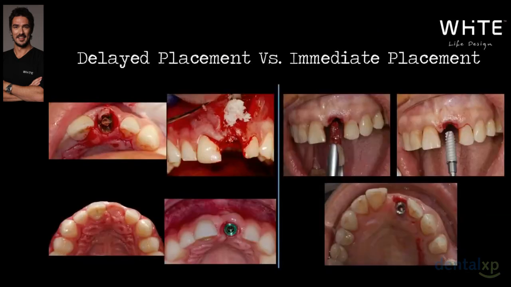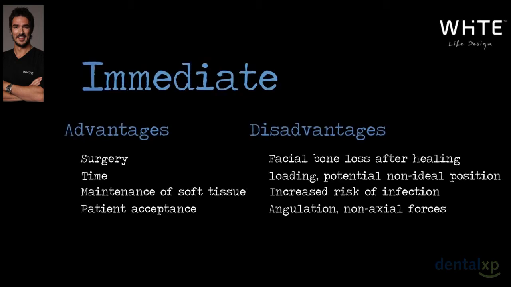The immediate placement versus delayed placement. I mean, when is the right time to place your implant? Well, I would probably say that immediate has advantages and disadvantages, as does the delayed. If we look at the immediate, it's a faster surgery. We've got maintenance of soft tissue. The patient much prefers the immediate implant. I mean, who doesn't want to take their tooth out and go home straight away with an implant? The disadvantages are, of course, if you have a previous infection, you can have some infection, and you can't always place the implant in an ideal position.